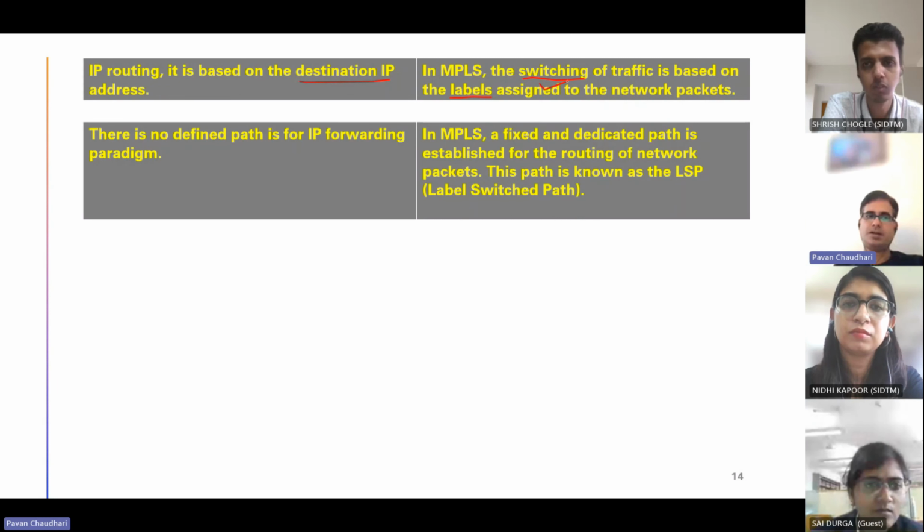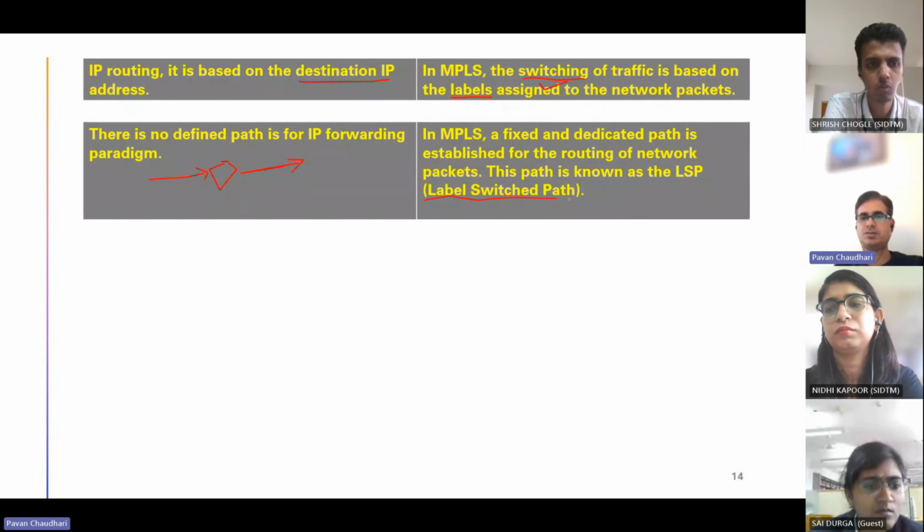So for the IP paradigm, there is no defined forwarding path. Let's say a packet hits, then the router processes that packet and forwards it on the next interface. It doesn't have a path that from X to Y destination, this is the certain path the packet needs to follow. But here MPLS will have a label switched path formed between the source and destination based on the labels.